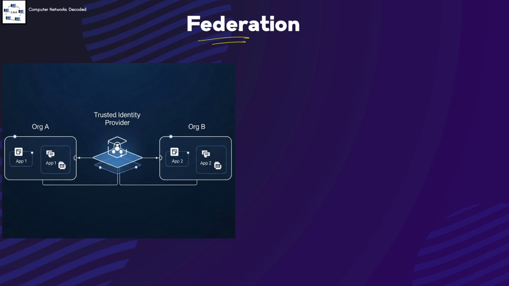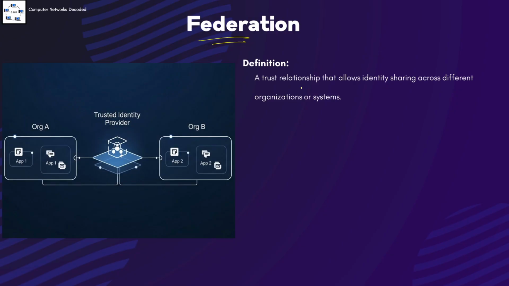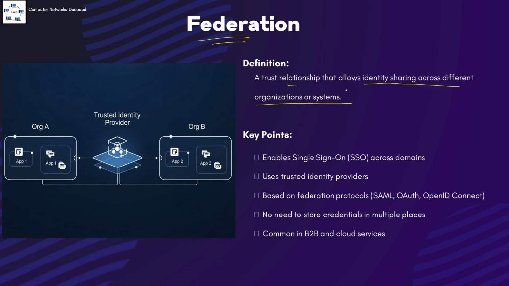Next is federation. What is federation? Federation is a trust relationship that allows identity sharing across different organizations or systems. Key points to consider here are that it enables SSO, or single sign-on, across different domains. It uses trusted identity providers. It is based on federation protocols such as SAML, OAuth, and OpenID Connect, and there is no need to store credentials in multiple places. It is common in B2B and cloud services.